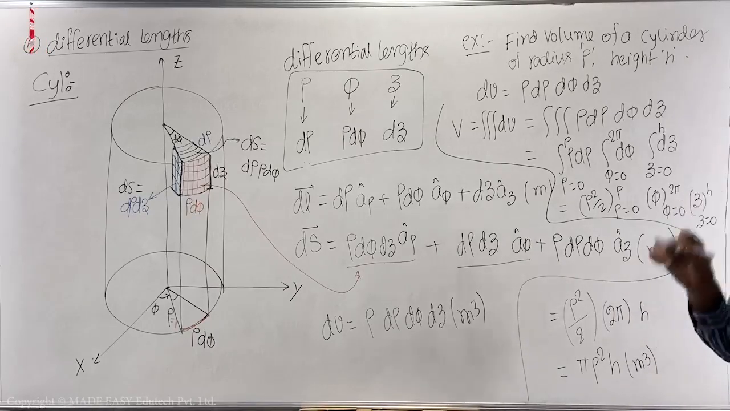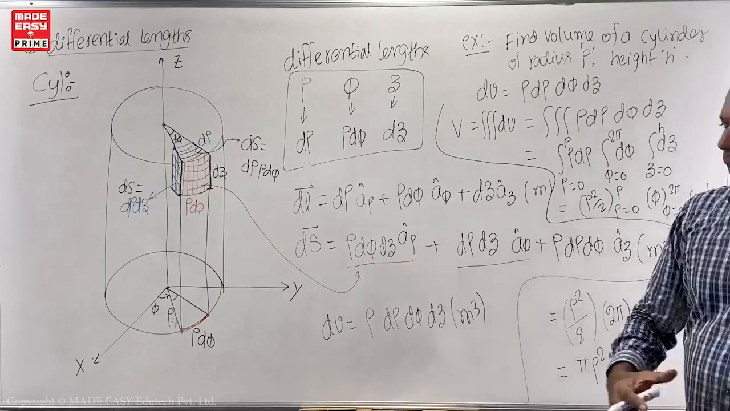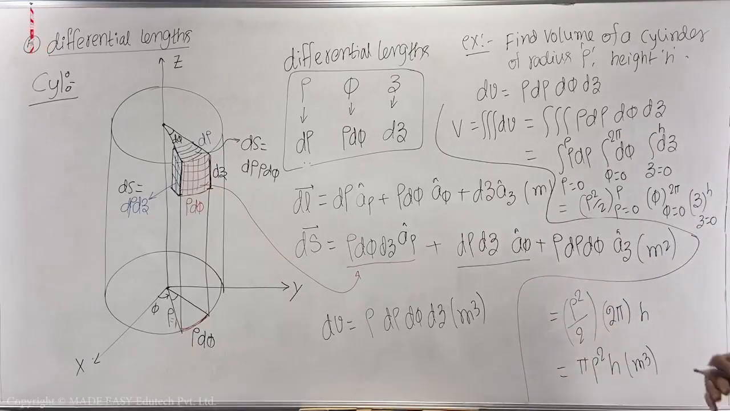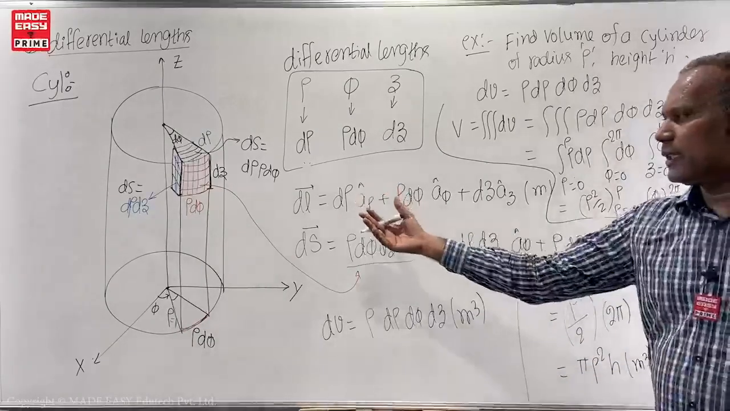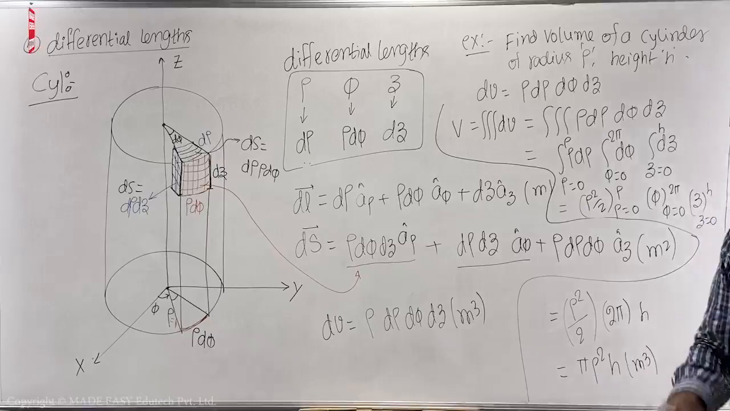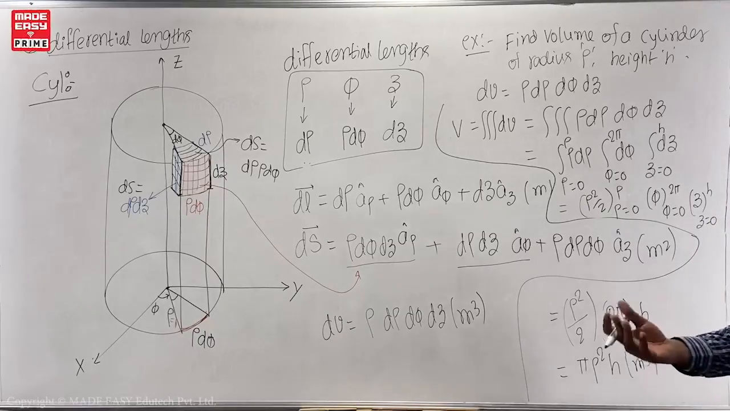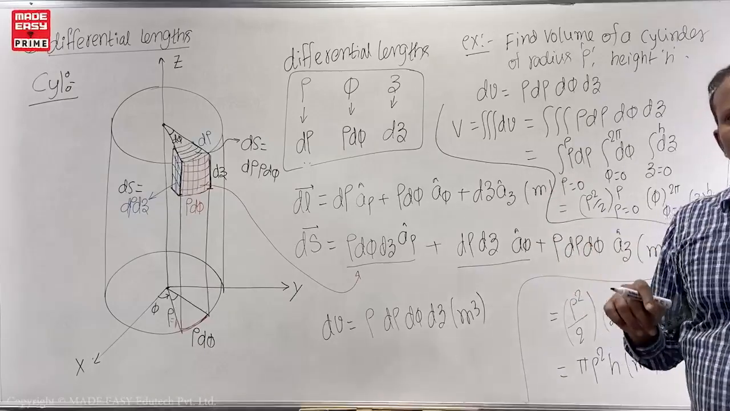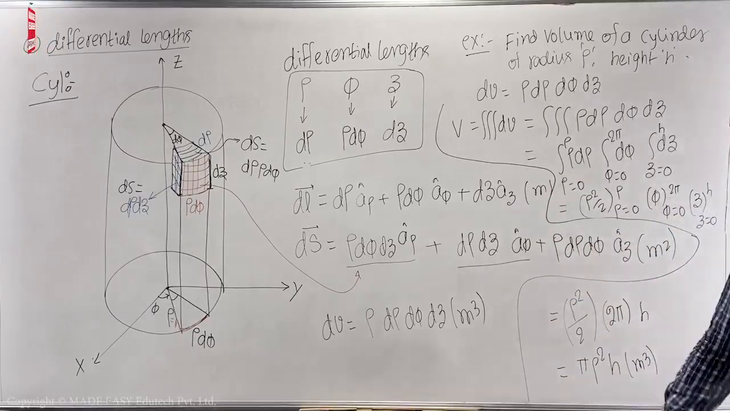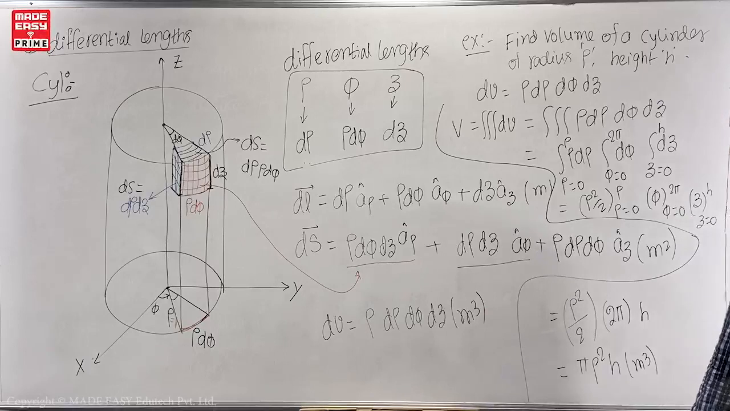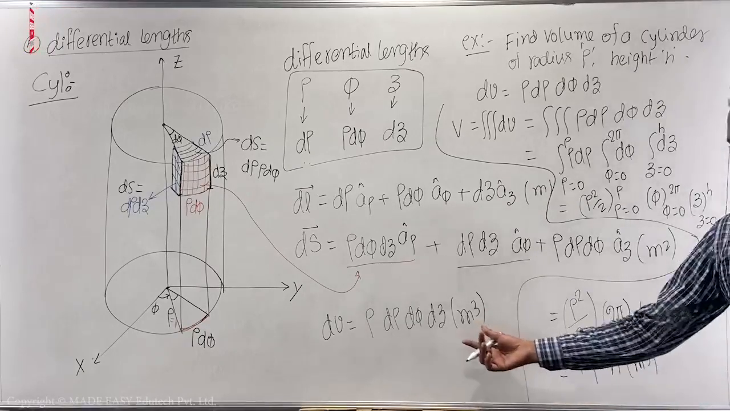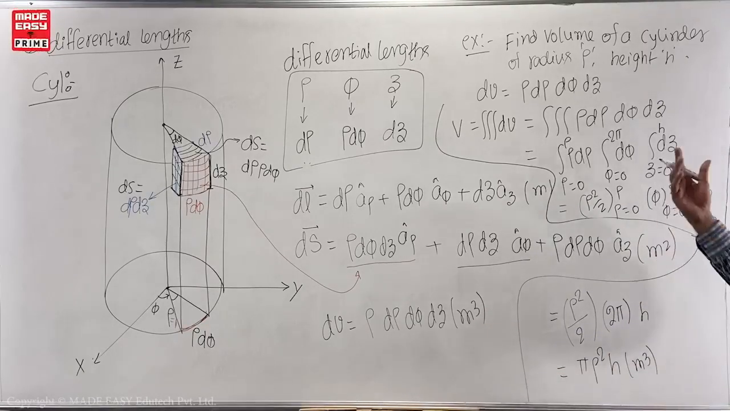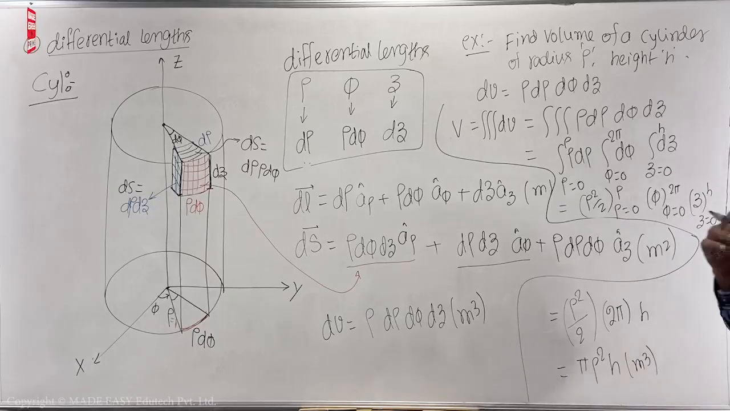So you understood that if you want the length of a long line, then you take the differential length and integrate that, a single integral. If you want any surface area, then you take the differential surface equation on that surface, then a double integral of that. If you want the volume, then you write the differential volume equation, then you take the triple integral, you get the total volume, like that.